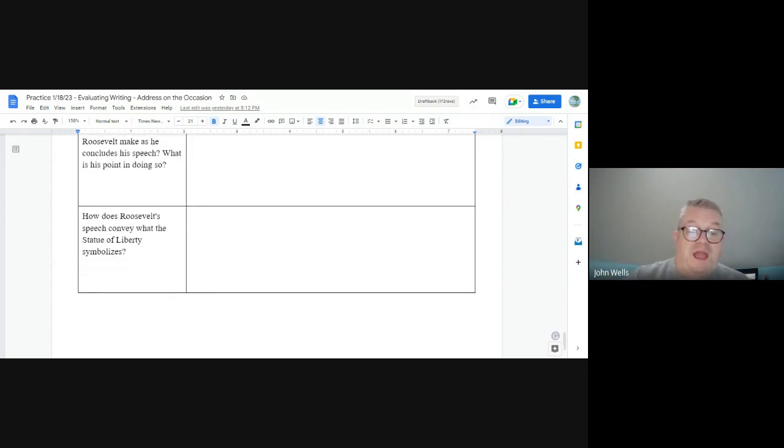And then finally, how does Roosevelt's speech convey what the Statue of Liberty symbolizes? So if you think about overall the whole thing, and he's trying to say this is what the Statue of Liberty means, how did he get that point across? What were the things that he did to make that clear to us?